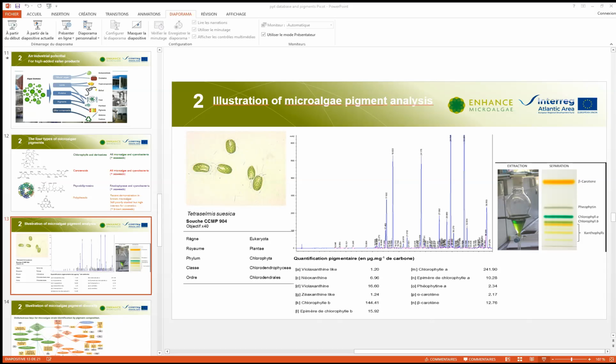But on the other side, we have to say that there's a need to develop some extraction and purification processes, because only few pigments are purified at industrial scale. Many bioactive pigments are not sold in high amounts, and they have a very high cost, and they need a lot of energy to purify them.